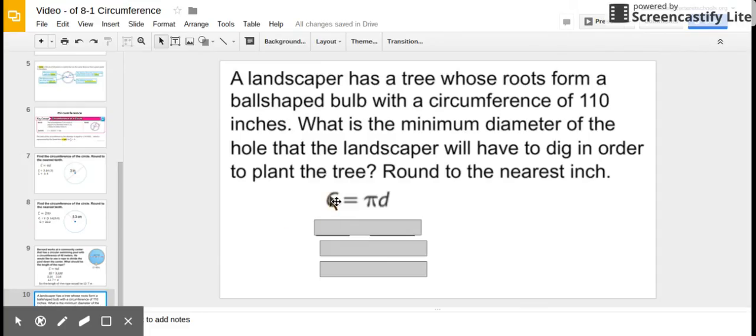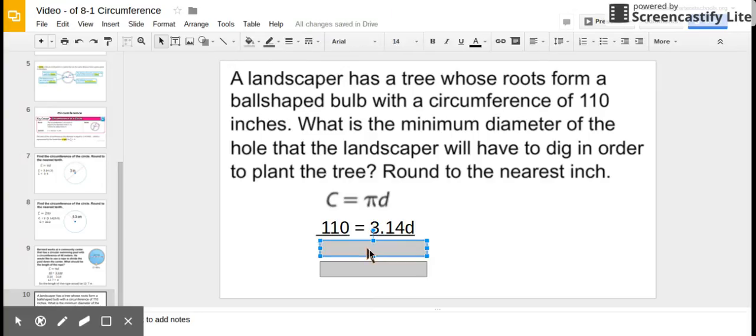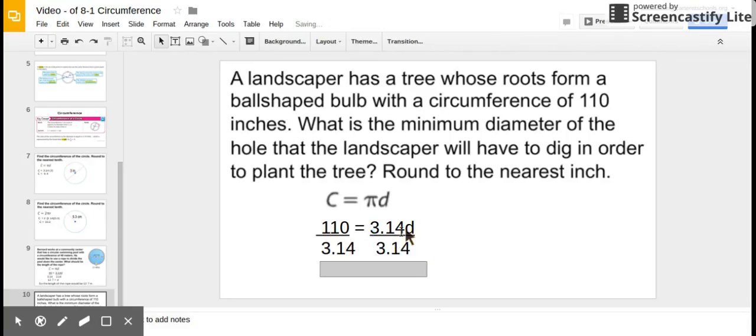All right. So we are given a circumference of 110 inches. In place of C, we're putting in 110. In place of pi, we're putting in 3.14. And the diameter, we don't know. We need to figure that out. 110 equals 3.14 times diameter. How do we solve for d? Well, we divide both sides by 3.14. Right, the 3.14s here cancel out. And you are left with 35 inches is equal to d.